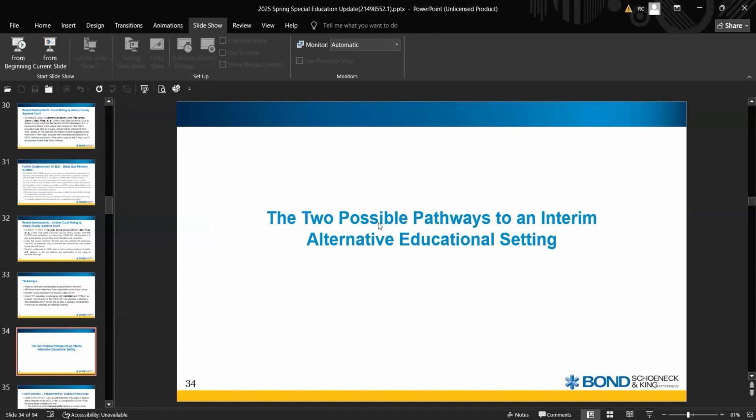So I'm here to talk about two possible pathways to an interim alternative educational setting, or what we refer to as the IAES. As Annie mentioned, this is becoming a hotter topic, at least for us out in the Buffalo area, really because of the second pathway that we'll talk about, shortages of placements. So we're having to strategize about what alternatives we have when we have a student who may not be appropriate and may even be dangerous. All right, so we'll just get right into it.